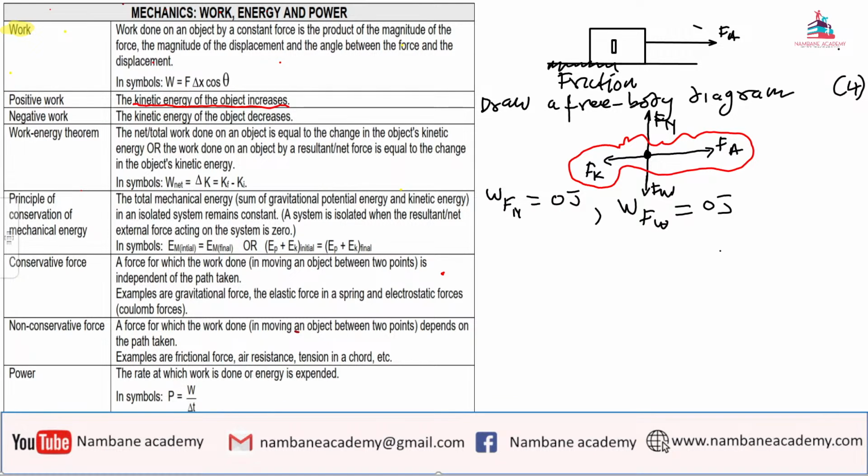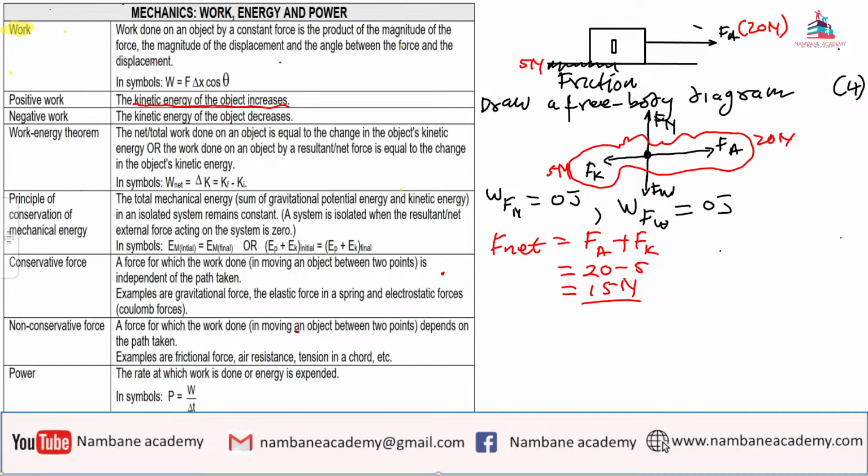If I were to be given the magnitudes, this will be 20 newtons, this will be 5 newtons, let's write it here, and this will be 20 newtons. Can I calculate F net? Definitely I can. F net is just the sum of Fa plus Fk. This becomes 20 minus 5, which will give us 15 newtons.